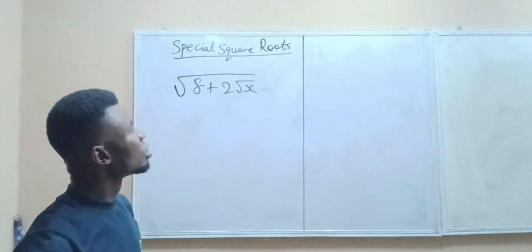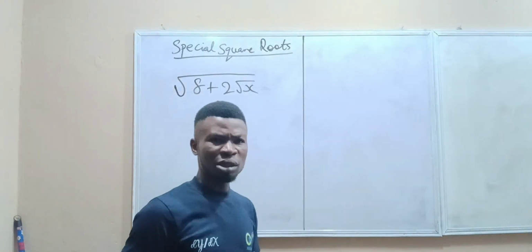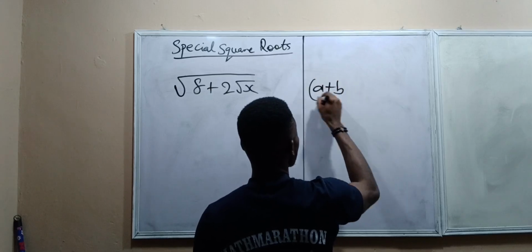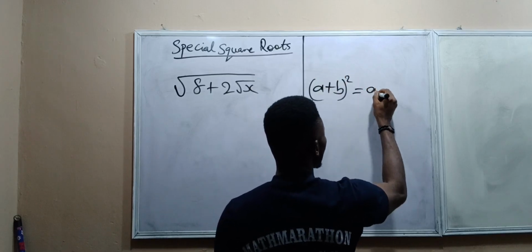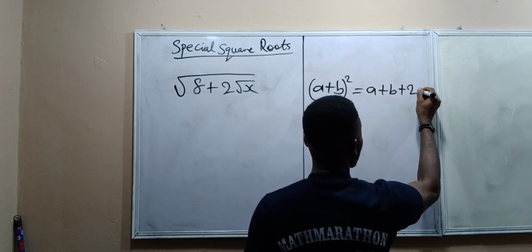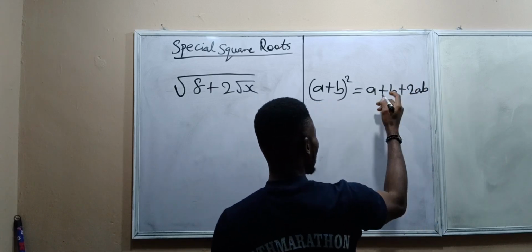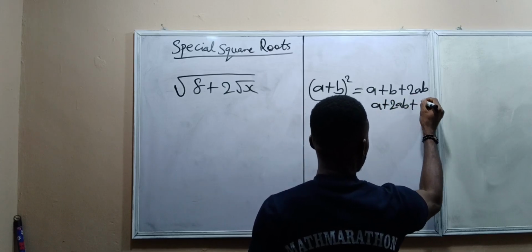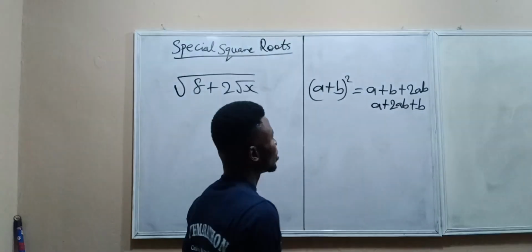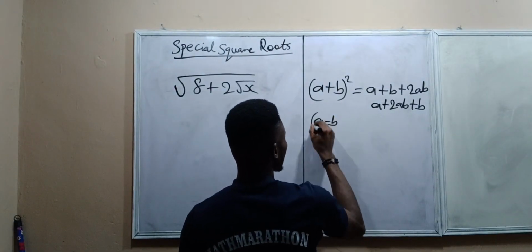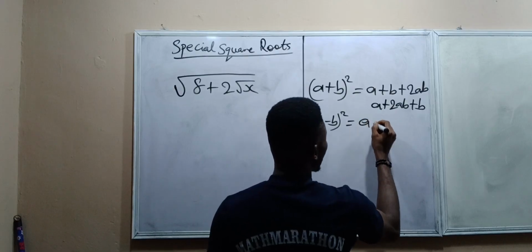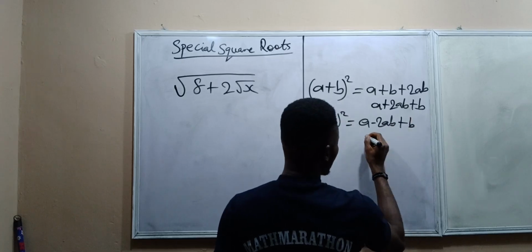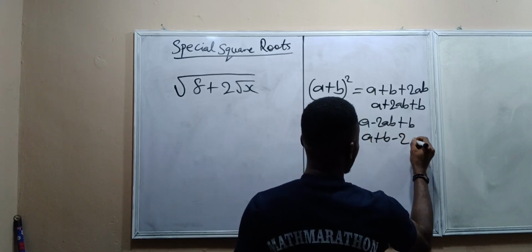But before then, do you remember when we did multiplication of polynomials, when we said that a plus b squared is equal to a squared plus b squared plus 2ab. Or in another way, a squared plus 2ab plus b squared, right? And then we also said that a minus b squared is equal to a squared minus 2ab plus b squared, which can also be written as a squared plus b squared minus 2ab.